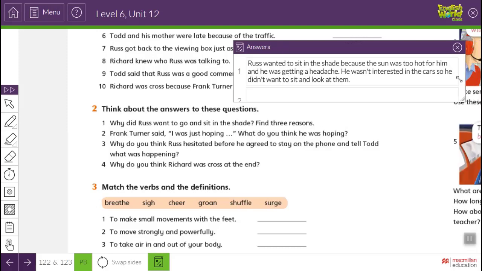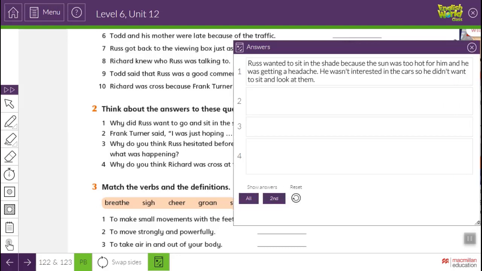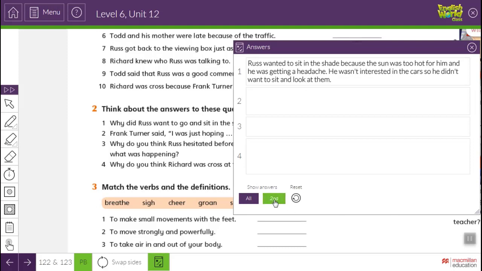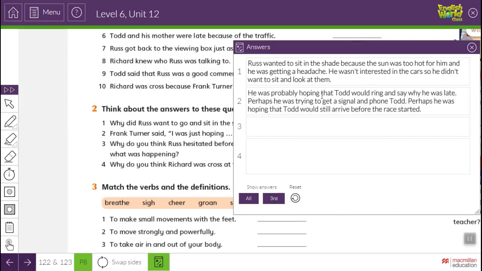Number 2. Frank Turner said, I was just hoping. What do you think he was hoping? He was probably hoping that Todd, his son, would ring and say why he was late. Perhaps he was trying to get a signal and phone Todd. Perhaps he was hoping that Todd would still arrive before the race started.